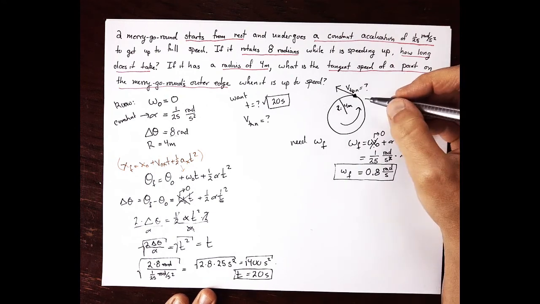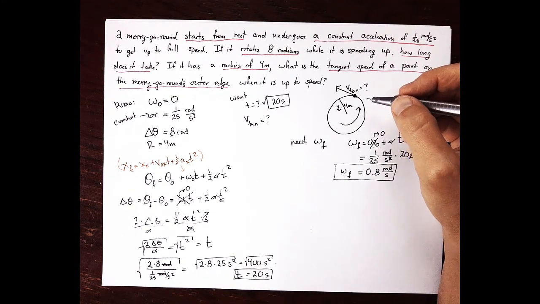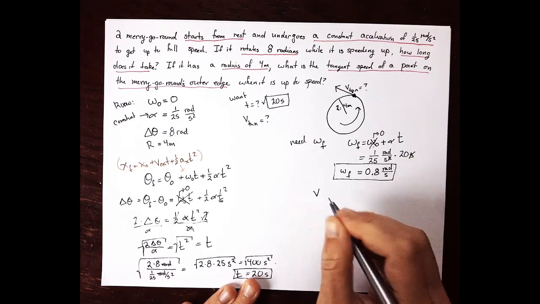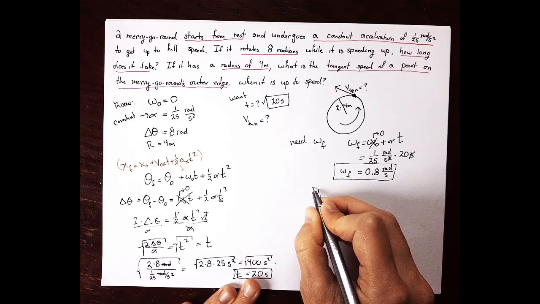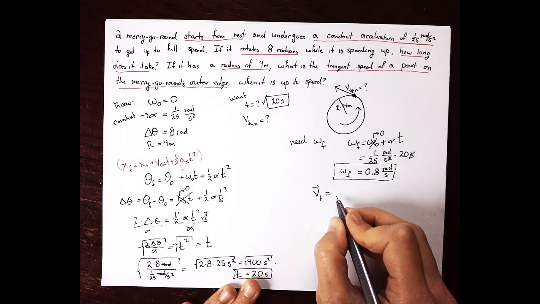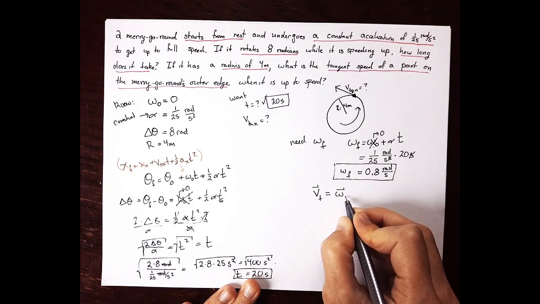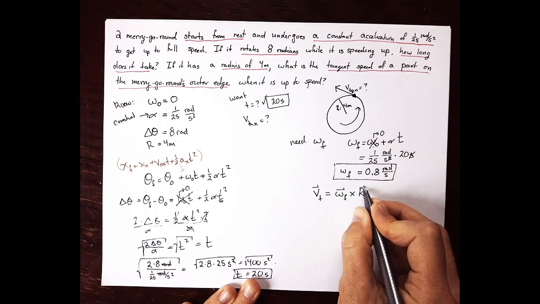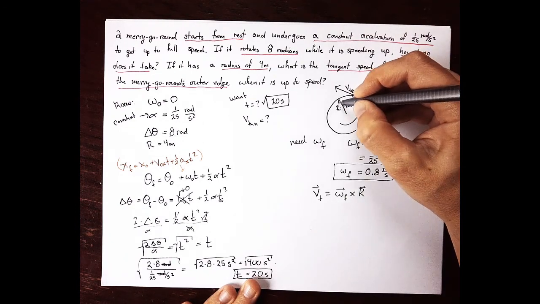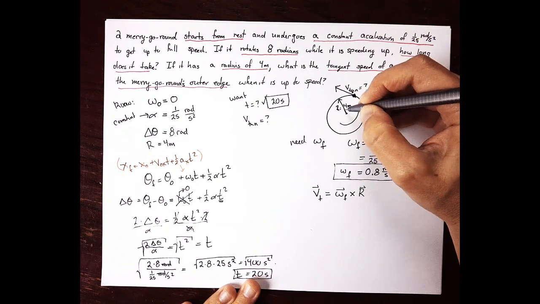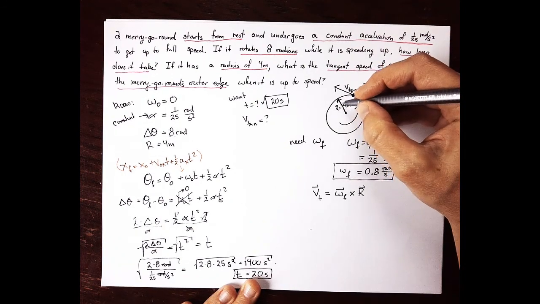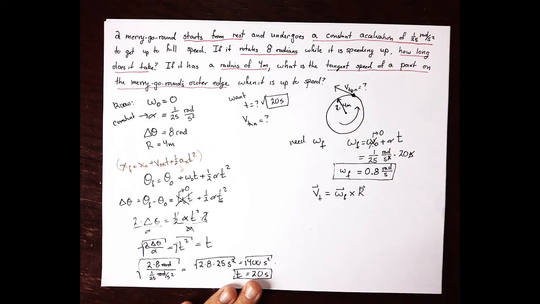If we want the tangential speed, well, we're going to have to multiply that by the radius. Because if you want a tangential speed, remember, this is the relationship. It's omega cross product with r. And r is going to be this vector from the middle out to the point that we're interested in. Here it's the outer edge, so it's the full radius of the merry-go-round.